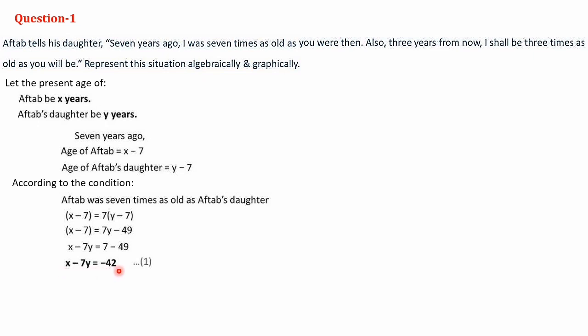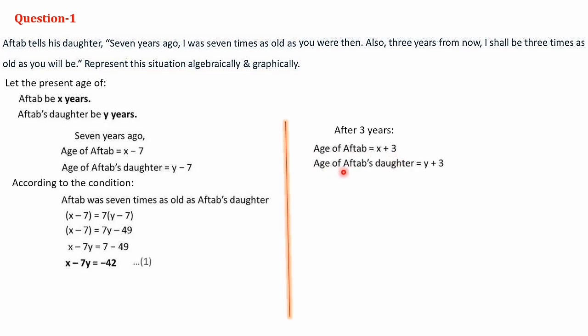This is the algebraic expression of the first condition. Then, the second condition starts with 3 years from now, means after 3 years. After 3 years, we have to calculate their ages. At present, the ages are x and y. After 3 years, the ages increase by 3, so Aftab's age is x plus 3 and his daughter's age is y plus 3. Let's write: age of Aftab is x plus 3 and age of Aftab's daughter is y plus 3.